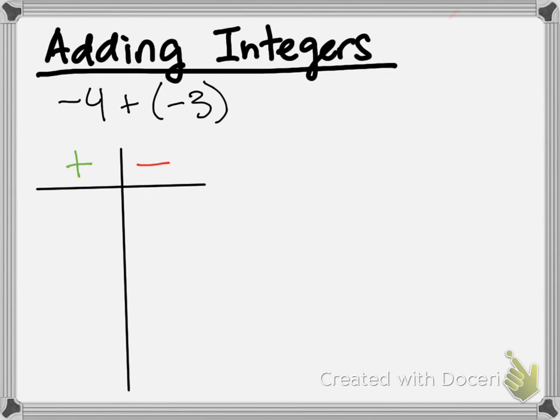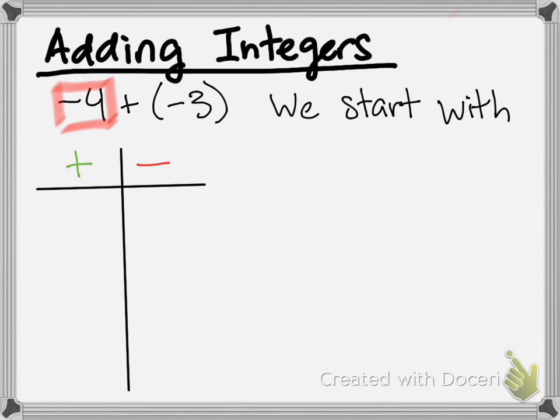When we are solving problems like this using counters, we want to think about it as us following directions. So the first direction that we have is given to us by the first number. And that first number tells us that we start with 4 negatives. And I'm going to draw it out like this. 1, 2, 3, 4. We start with 4 negatives.